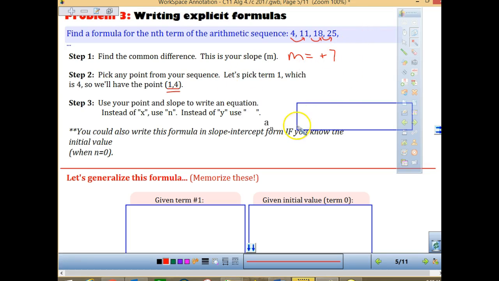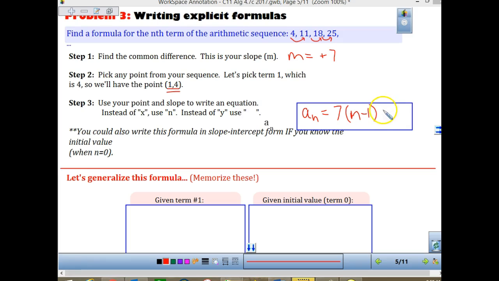So if we are looking at this equation, again, we don't want to have x like in a linear equation, right? So because it's a linear sequence, we want to write it as a sub n, mostly because it's arithmetic. I don't care what letter you use. You can use T or M or whatever you'd like here, okay? Equals. Our common difference is 7 times n minus 1, point slope form, right, plus 4. You are done giving your explicit formula.